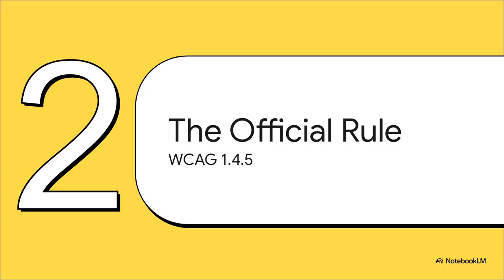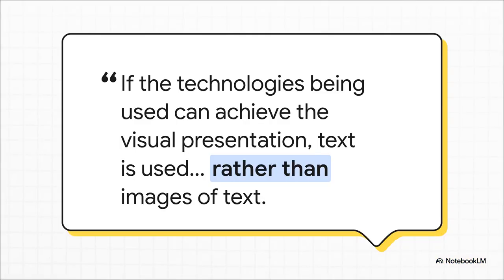Now, this isn't just a nice idea or a best practice, it's actually a global standard. It's part of the Web Content Accessibility Guidelines, which everyone just calls WCAG. So let's take a quick look at the official rule. Okay, the official language always sounds a bit technical, a little formal, right? But the idea behind it is so simple. It's basically saying that if the tools you're using to build your website can make text look the way you want it to, then you have to use real text, not a picture of it.